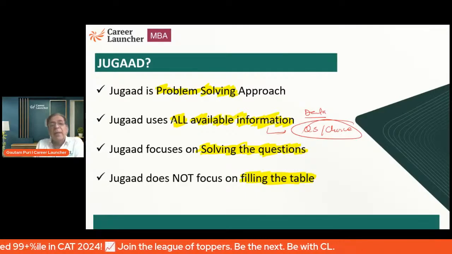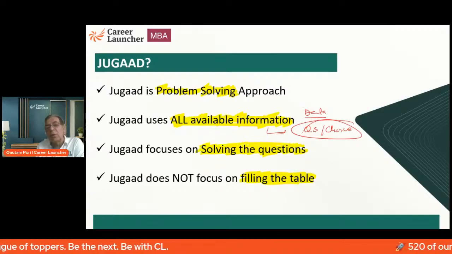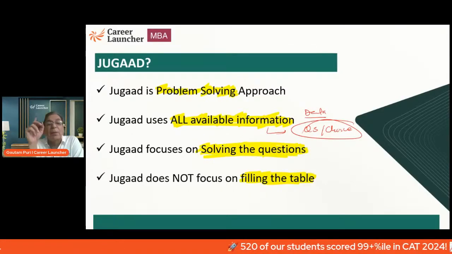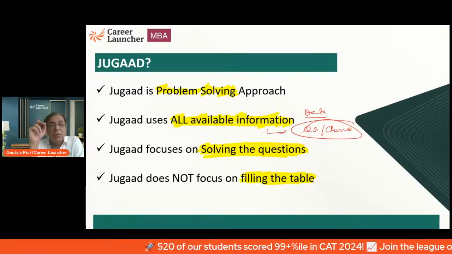So 2 things. Please look at all available information. And please make sure your focus is on solving the question and you are not stuck on making a table. Table has to be made as per the requirements of the question, not otherwise.